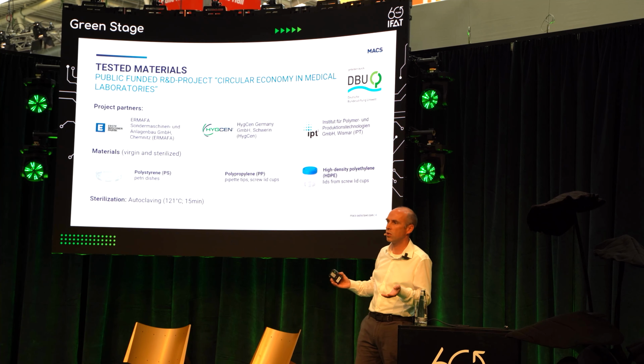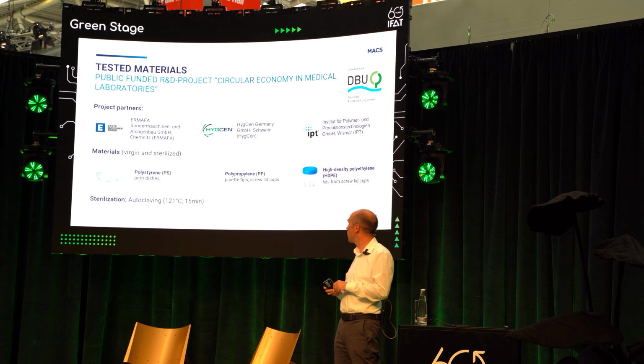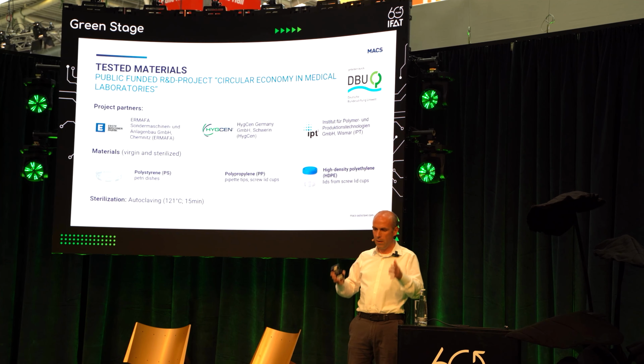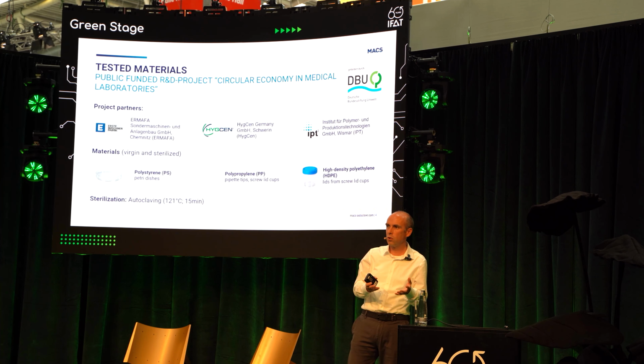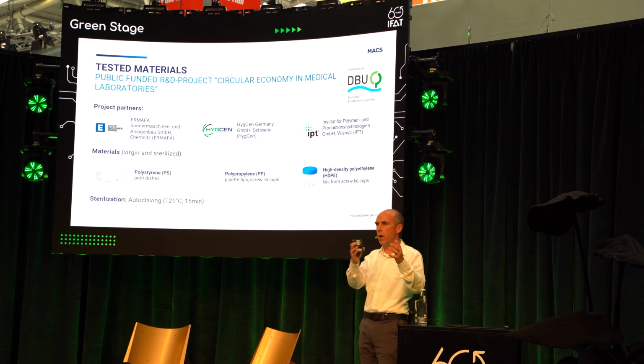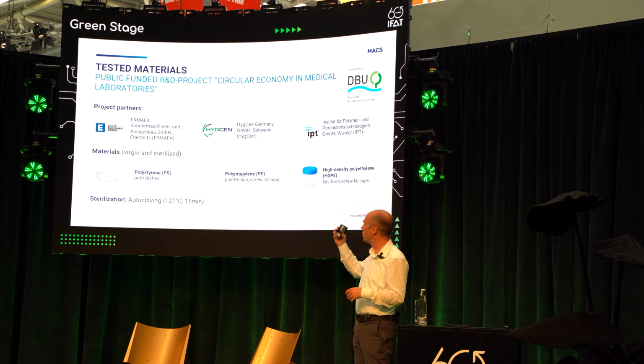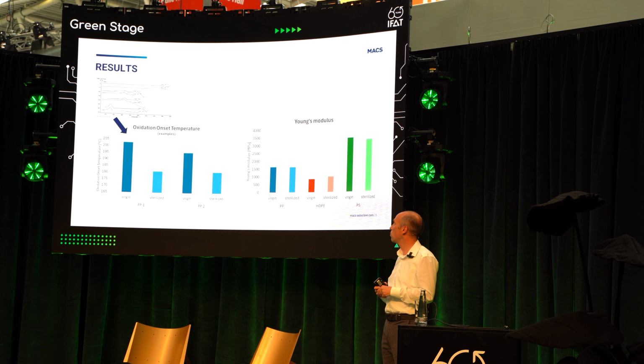For example, Petri dishes made out of polystyrene or pipettes made out of polypropylene, and we always had a virgin charge of material. This is our charge we can compare with, and then we treated the polystyrene and we treated the polypropylene. But yeah, let's have a look what happened.